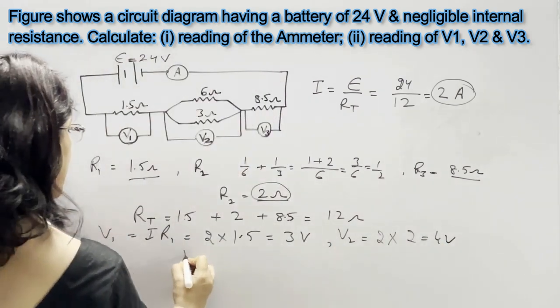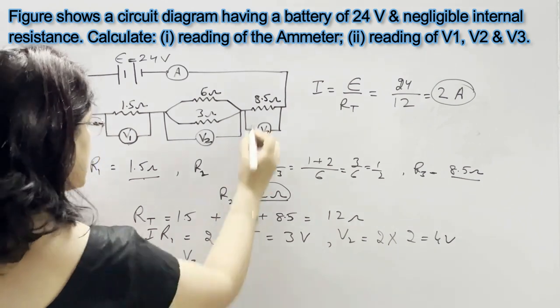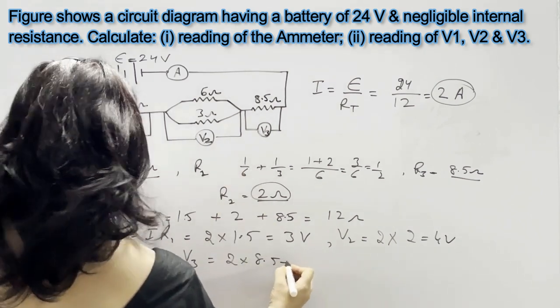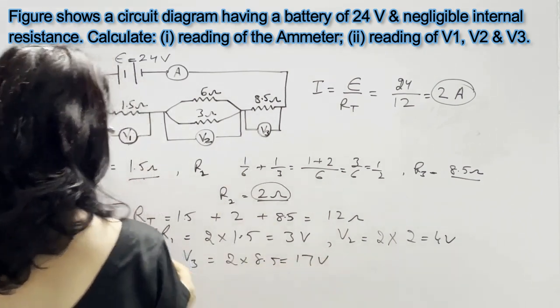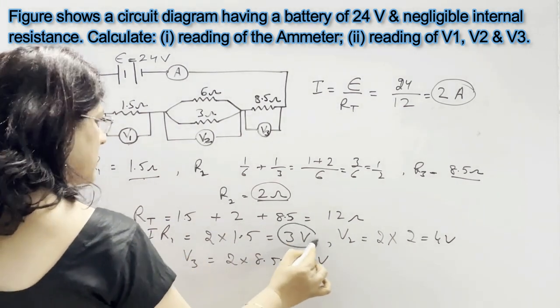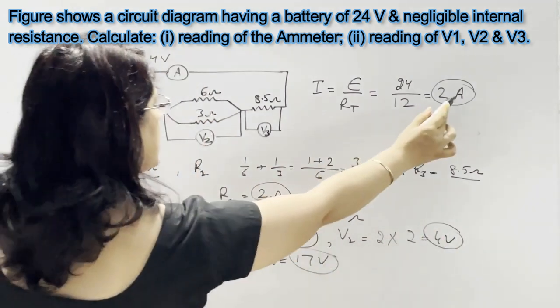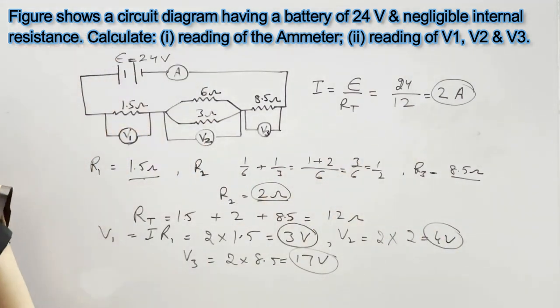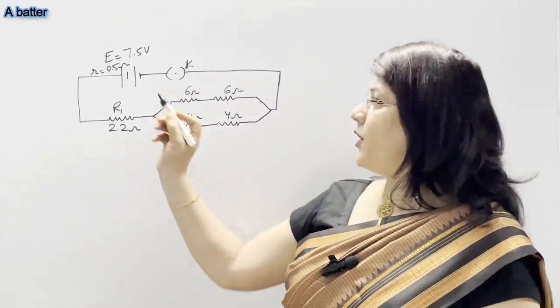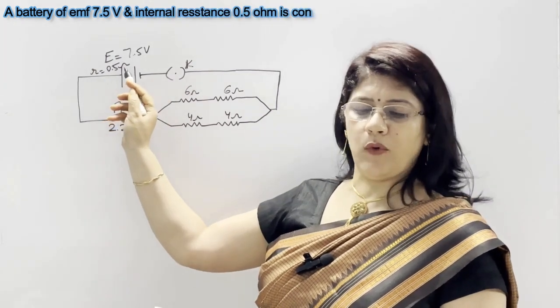And for the third voltmeter V3, the current is 2 and the resistance is 8.5. So the value is 17 volt. So the voltage in the first voltmeter is 3 volt, second is 4 volt, third is 17 volt, and the current in the ammeter is 2 ampere. This is our answer.